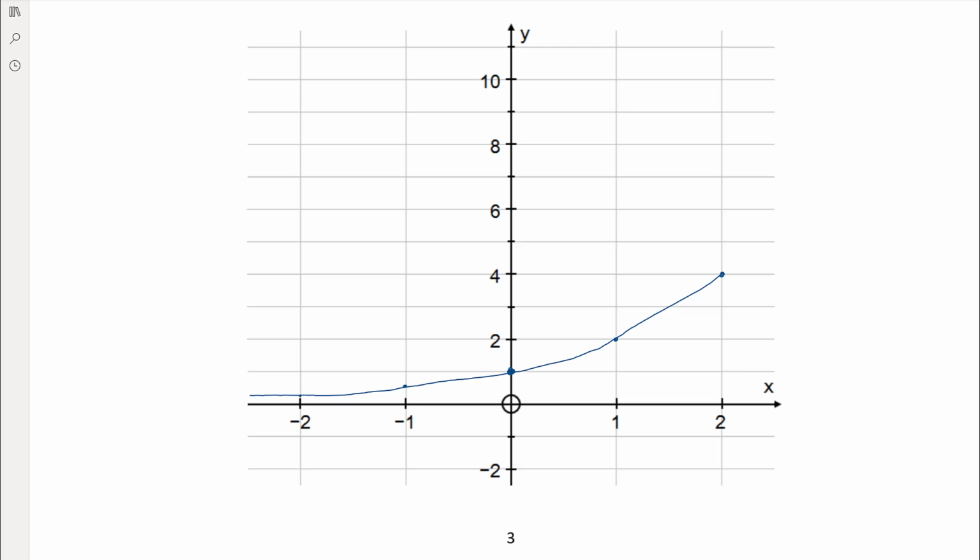And then obviously when x equals 3, y would be 8. So we're starting to head up quite high at this point. Sorry, it's a slightly wobbly exponential graph. So y equals 2 to the power of x.